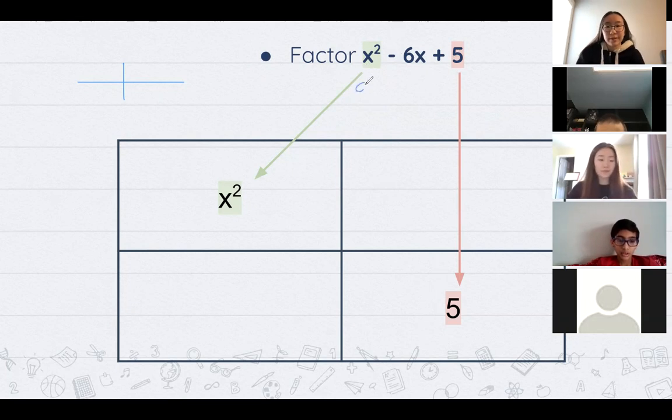Okay. And just remember that this equation is in standard form, if you're a little bit confused. So it's ax squared plus bx plus c. Okay, I think we go over that in the next slide.